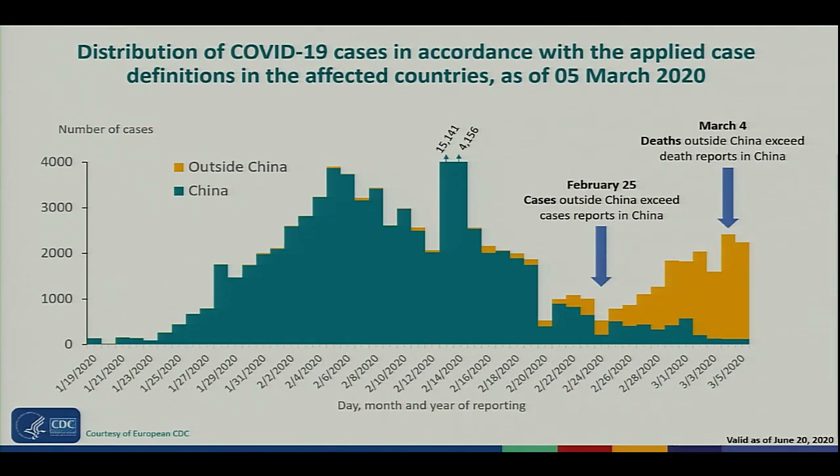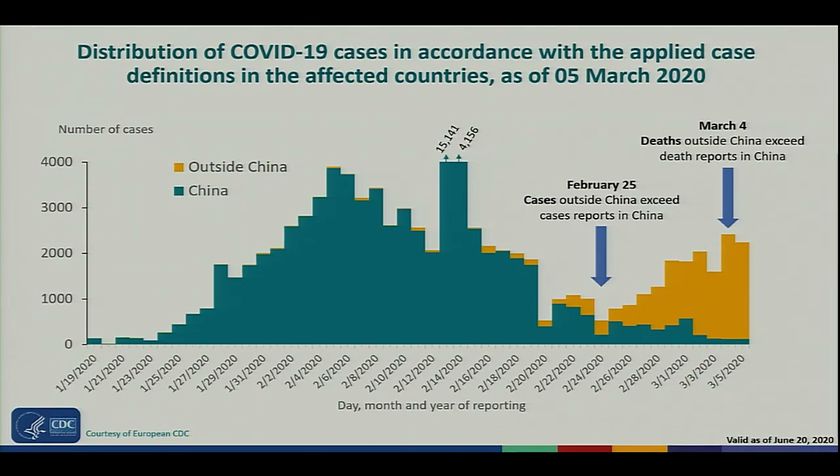So this figure shows the daily number of new cases reported from China, shown in green, and from all countries outside of China, shown in yellow, since January the 19th. Early in the epidemic, spread of COVID-19 was limited mostly to China, with 2 large increases in mid-January related to a change in the Chinese case definition. However, as of February 25th, the daily number of new cases outside China exceeded those within China, and as of March 4th, the number of daily deaths from COVID-19 outside China exceeded those within China.